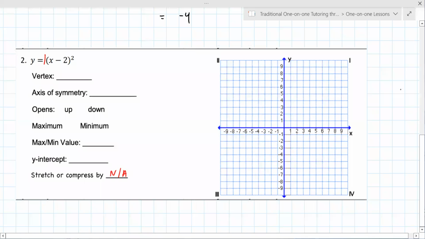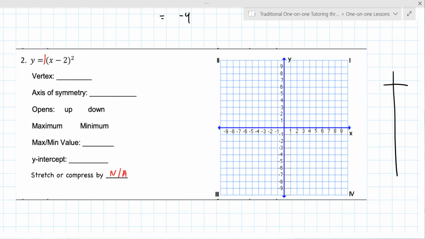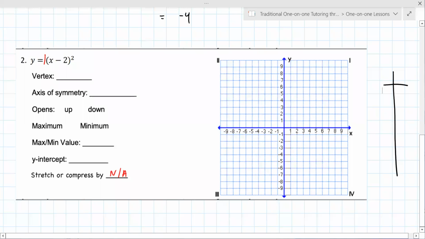Now for your vertex, can you give me your vertex point? For number 2, that's x equals negative 2. What's the ordered pair of the vertex? Yeah, I agree it's 2, but what's the y value? It's 0, because there's really a plus 0 here.